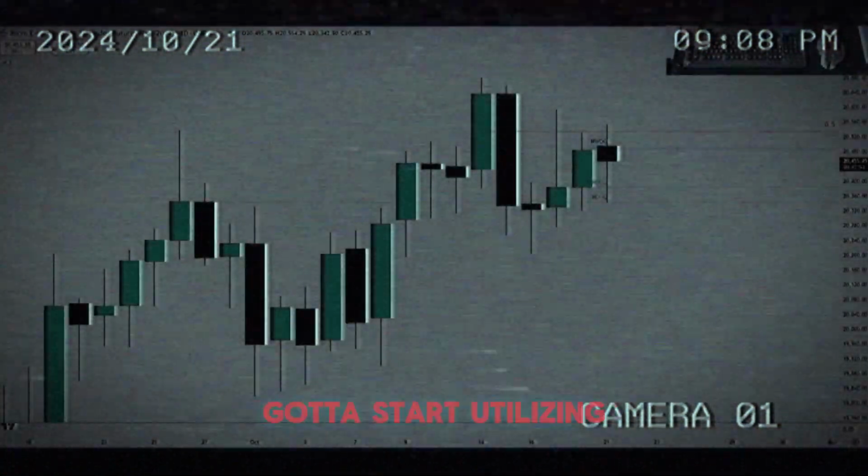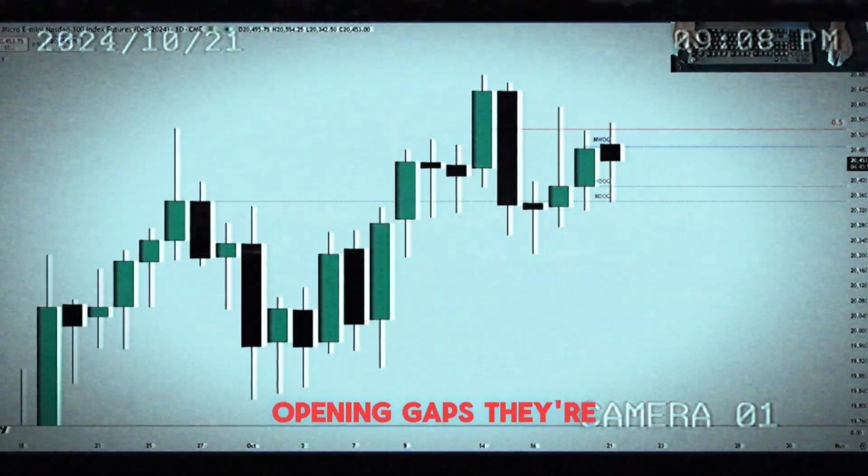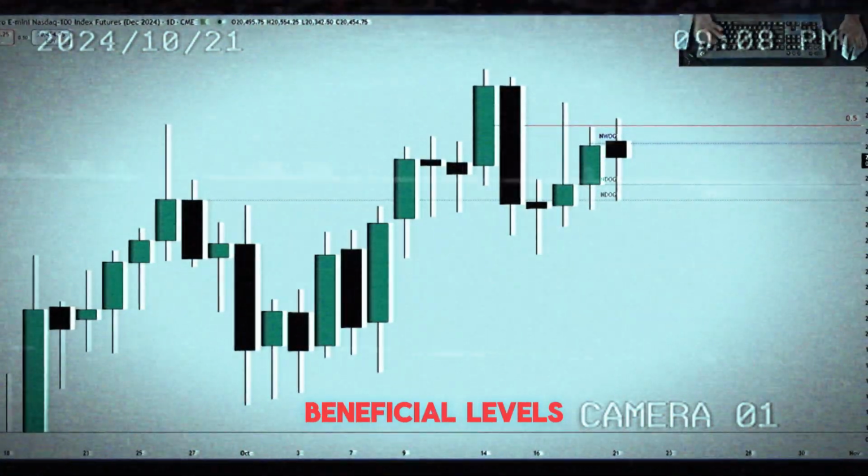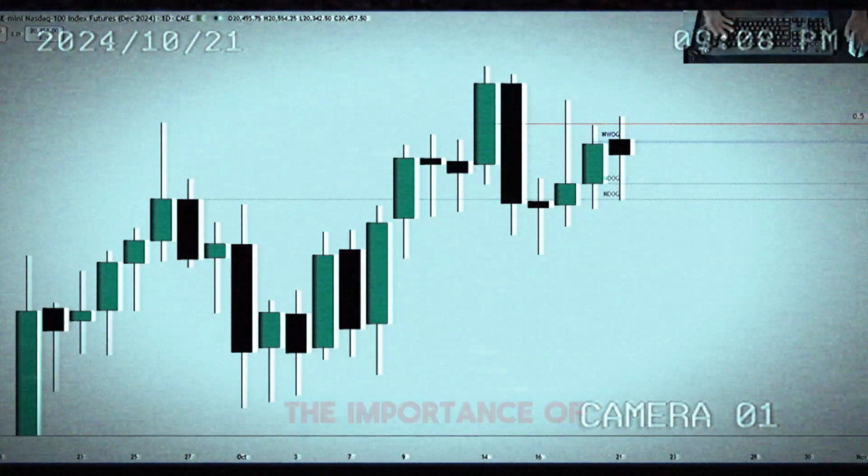So look, you gotta start utilizing new day and new week opening gaps. They're extremely underrated as most traders don't use these beneficial levels, and also ICT talks about the importance of having these levels as well.